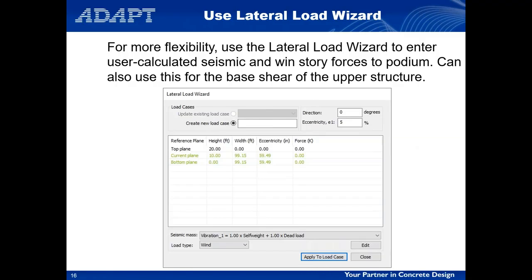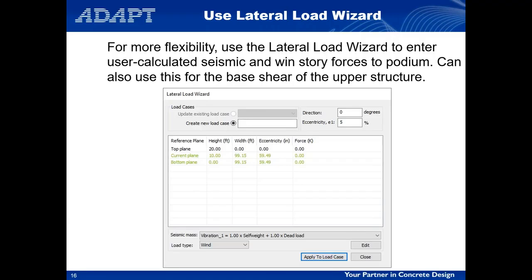Should you need an even more flexible application of loads, you can also use the Lateral Load Wizard. This can be used to define any wind or seismic lateral load type. These all get classified as building loads, and you see at the bottom left there's an option that says load type wind, and you can also switch it to seismic.